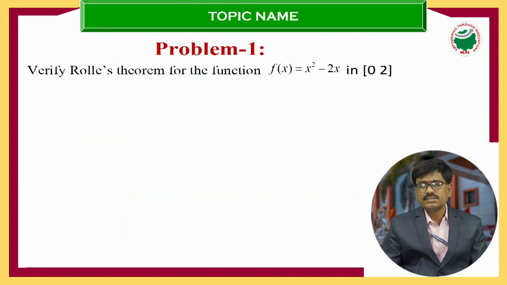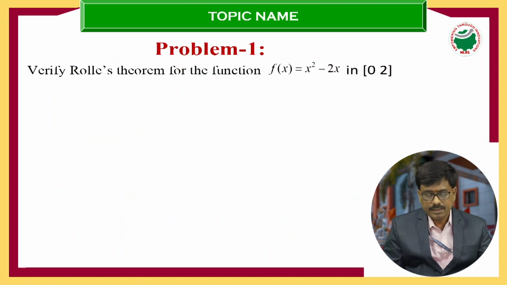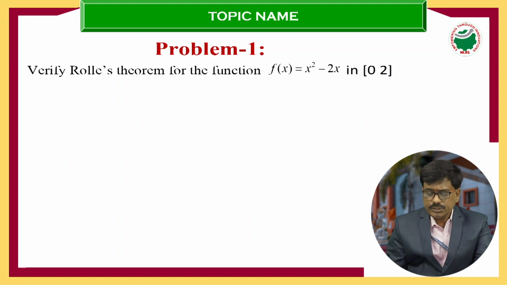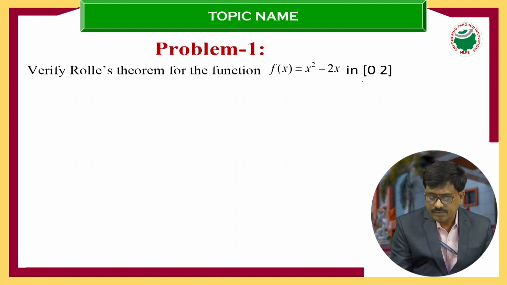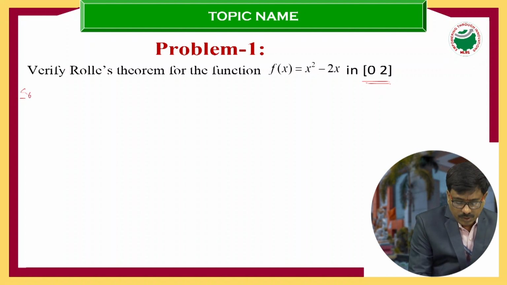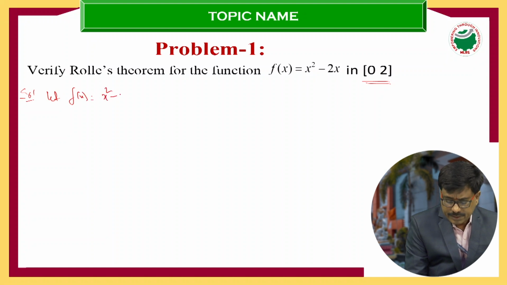Let us go with an example problem. We will apply Rolle's theorem to this example problem. Verify Rolle's theorem for the function f of x equal to x square minus 2x in the closed interval 0, 2. Already you know the given function is a polynomial function. The polynomial function is a continuous function, and we need to calculate the point C. That point C lies between where? In between 0, 2. Let us solve this problem. Let the given function f of x equal what? x square minus 2x.